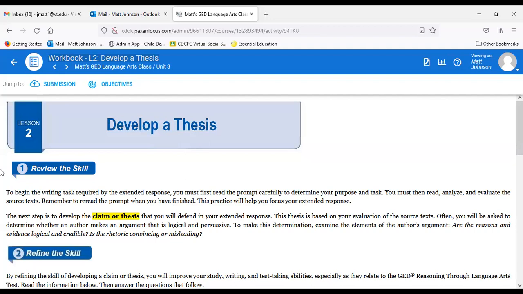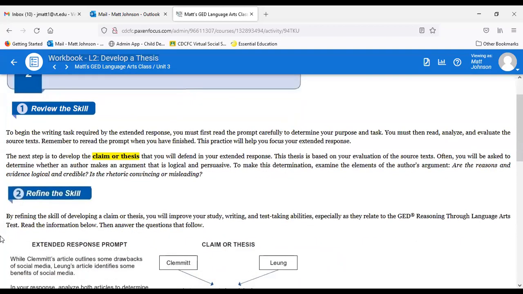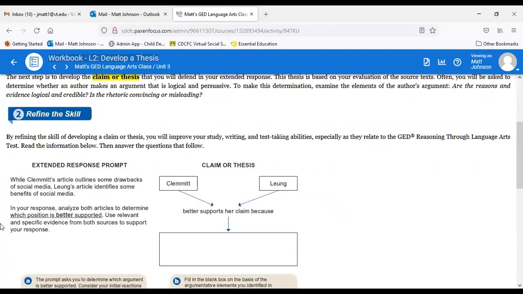Often you will be asked to determine whether an author makes an argument that is logical and persuasive. To make this determination, examine the elements of the author's argument. Are the reasons and evidence logical and credible? Is the rhetoric convincing or misleading, right? So those are the things we've been building to with claims. I posted all of those things about rhetorical devices and evidence on our Google Classroom for the review yesterday. So go back and take a look at those, things like those claims, right?